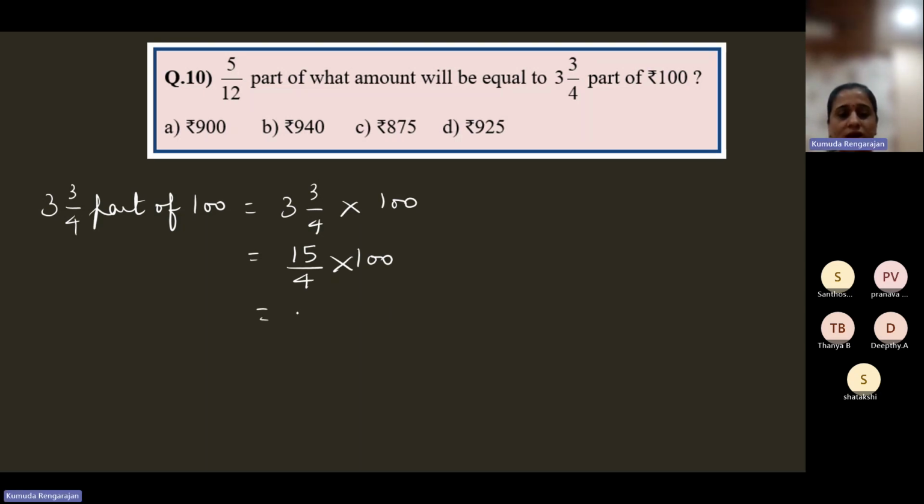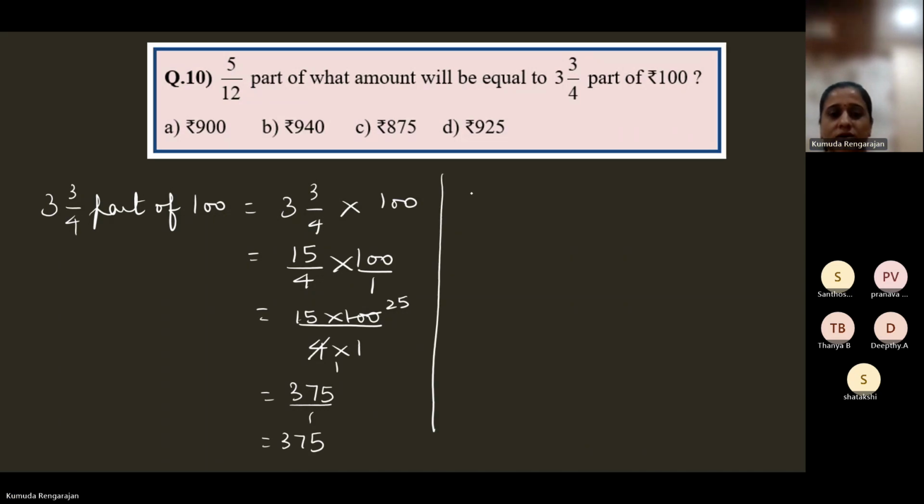So now multiply. 100 means 100 by 1. Multiply the numerators divided by multiply the denominators. Now 4 ones are 4, 25 times. Now 15 into 25 is 375 divided by 1 into 1, which is 1. So it is 375. Now you have to find 5 by 12 part of what is 375.